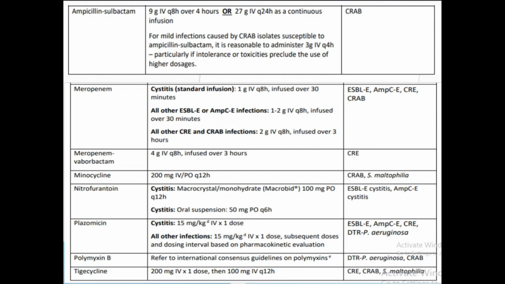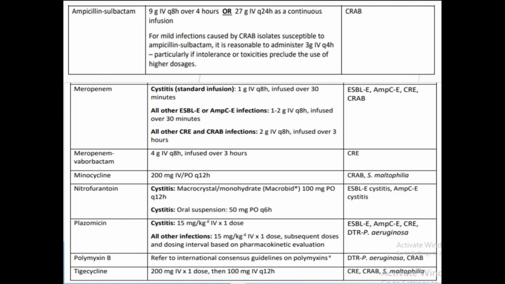And you can see as per the graph, this is taken from the IDSA guideline, what they are suggesting is ampicillin sulbactam, 9 grams every 8 hours as a 4 hour infusion, should be given for carbapenem resistant Acinetobacter. So this is the option they are suggesting.